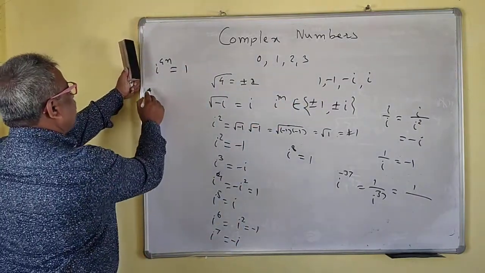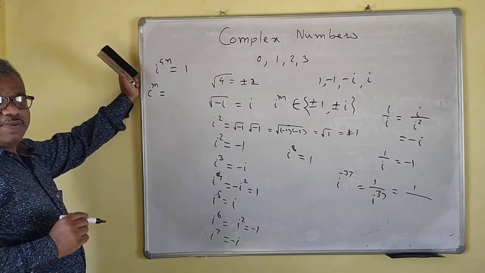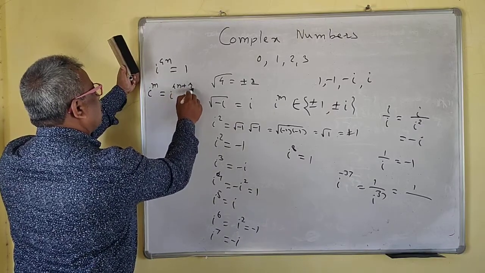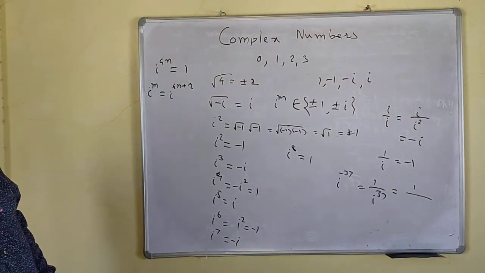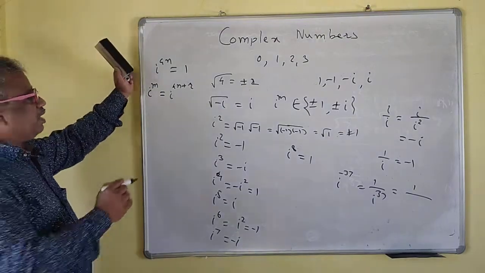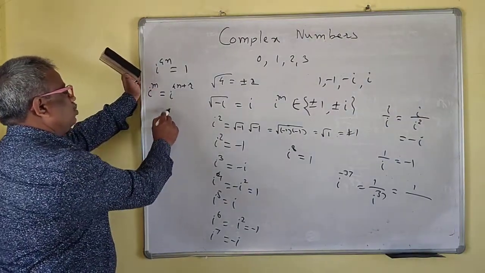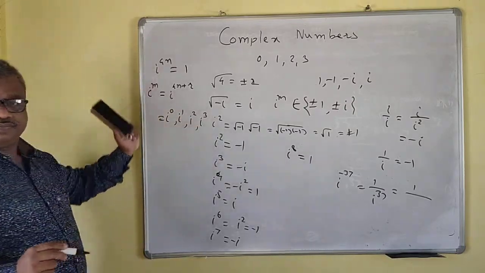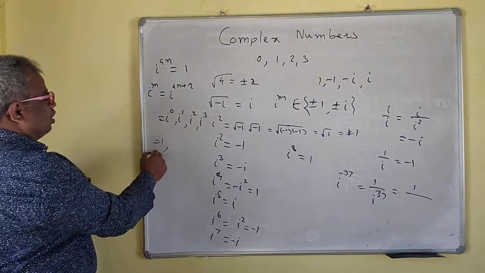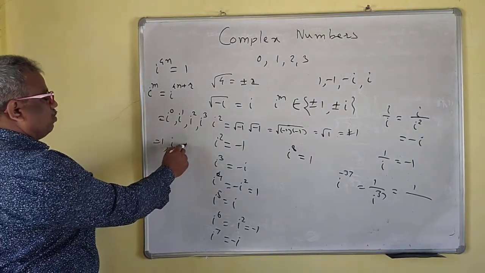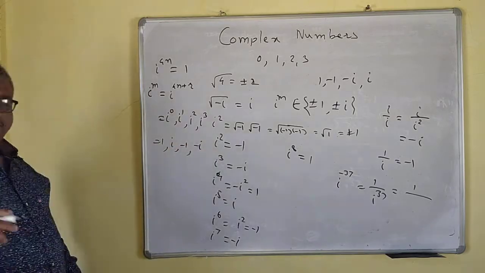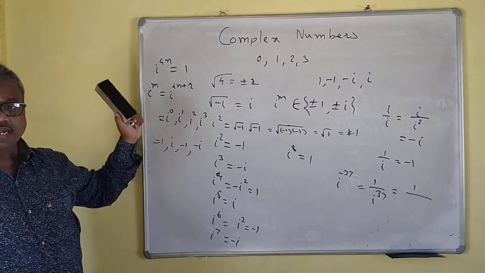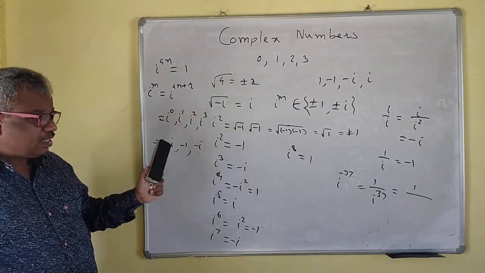So if I have i to the power m, I will divide m by 4, and then I can express it as 4n plus r, where n is the quotient when m is divided by 4. The possible remainders give i to the power 0, i to the power 1, i to the power 2, i to the power 3. So i to the power 0 is 1, i to the power 1 is i, i square is minus 1, i cube is minus i. So we find the remainder when that power is divided by 4.